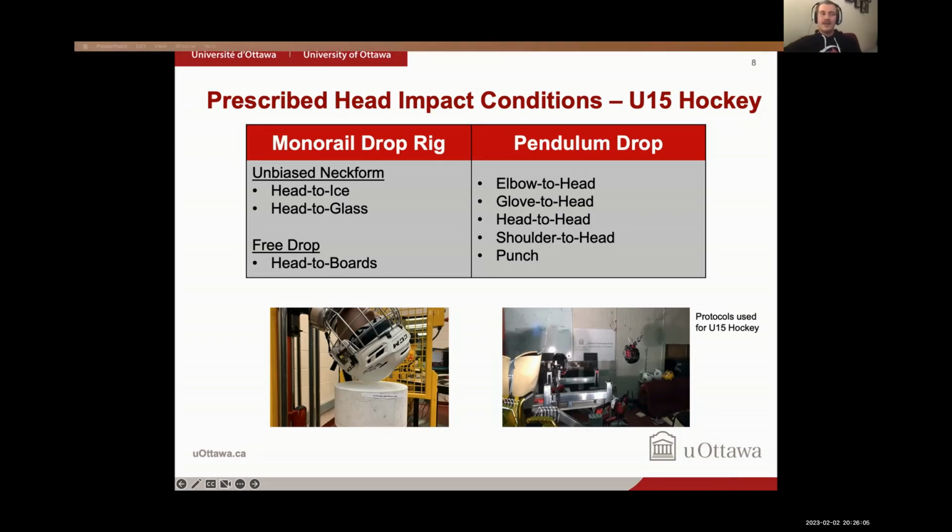We also have a couple other pieces of equipment: a high velocity impactor and a pneumatic linear impactor. These are for higher velocities and higher masses than are seen in under 15 hockey. As you can see here, the monorail is used for head to ice, head to glass, or head to boards events. The pendulum drop is used for elbow to head, glove to head, shoulder to head, or punch events.